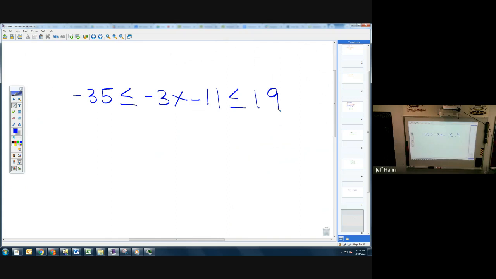Remember, this is the one where you have to solve both sides. Did you solve it?